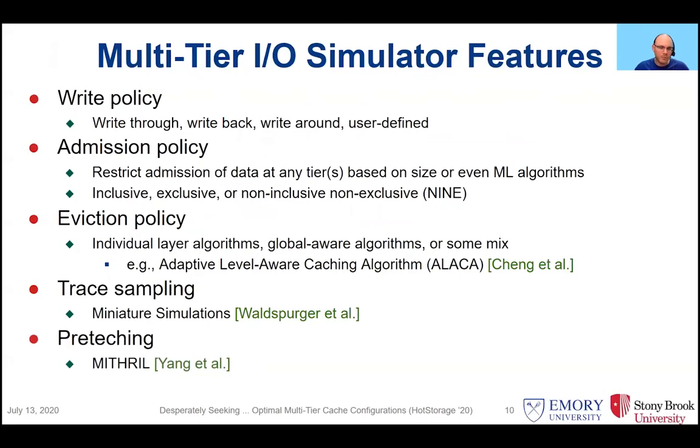Prefetching algorithms like Mithril introduce a prefetching layer which exploits historical patterns and cache request associations. A simulator should be flexible enough to allow prefetching that can interact with any tier in the system.